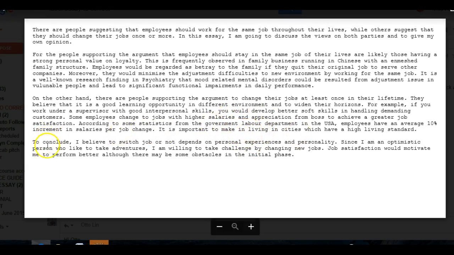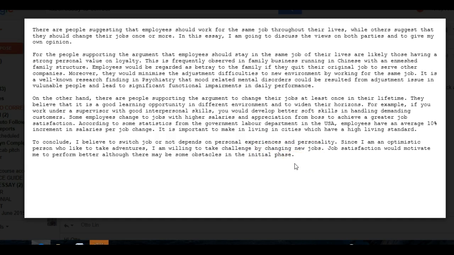Alrighty, so to conclude, I believe to switch job or not depends on personal experiences and personality. Since I am an optimistic person who likes, as here, to take adventures, to have adventures, I think, I am willing to take a challenge by changing jobs or changing to a new job. All right, so you can decide which of those two you prefer.